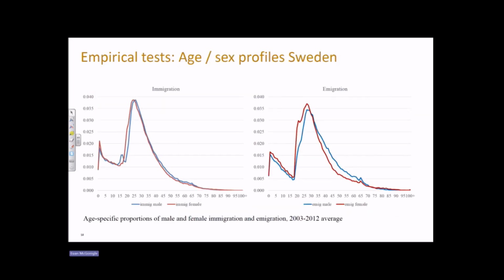The age-sex profiles, these are my four profiles I used as inputs. They're pretty similar for males and females for both immigration and emigration. Some small subtle differences. You see females are slightly younger. Males, for immigration, have this strange peak. Anybody know what that is?